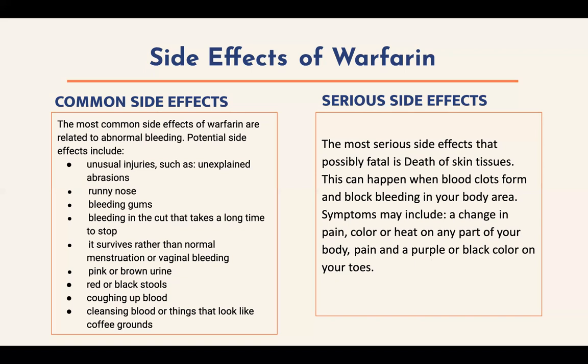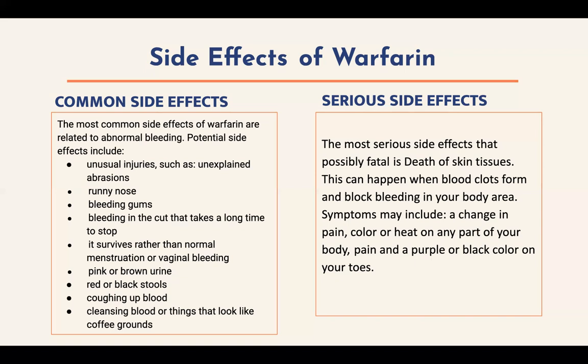Pink or brown urine, it is usually due to blood in the urine, which is commonly known as hematuria. Red or black stool, again, this is due to the presence of blood in the stool. The stool turns red or black. Coughing up blood, or vomiting blood or material that looks like coffee grounds.